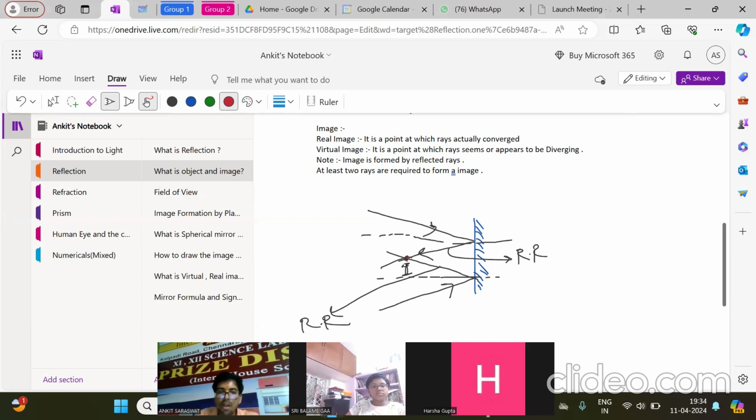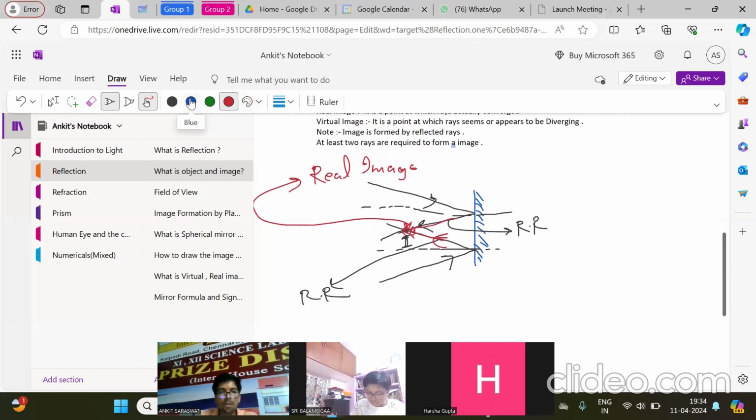Can you see? So this is known as what? Real image. So real image means it is a point at which rays actually converge. Can you see? At this point, if you are standing and this is your eye, and you are looking from this point, these two rays actually meet. So this point is known as real image. Any doubt? No doubt, sir.